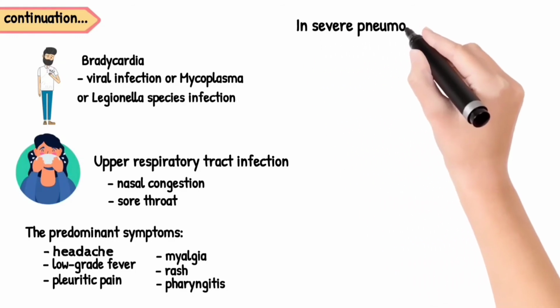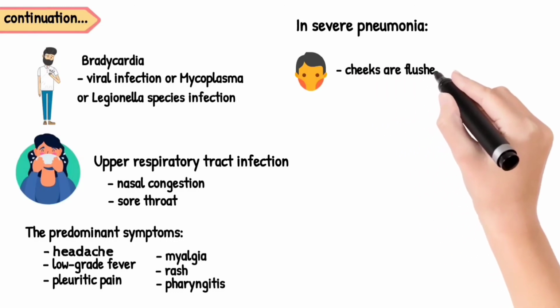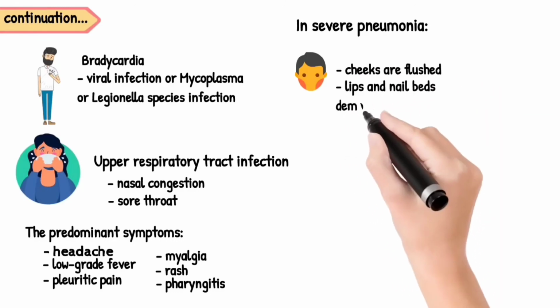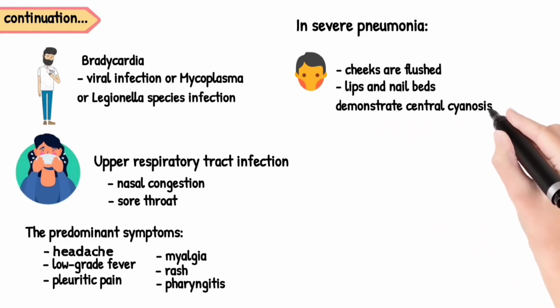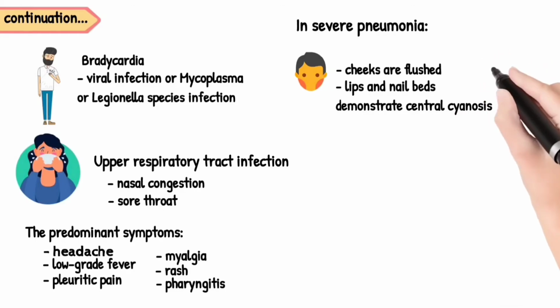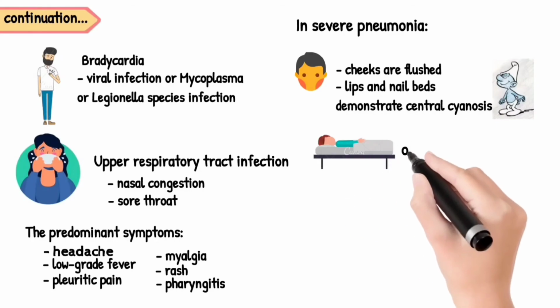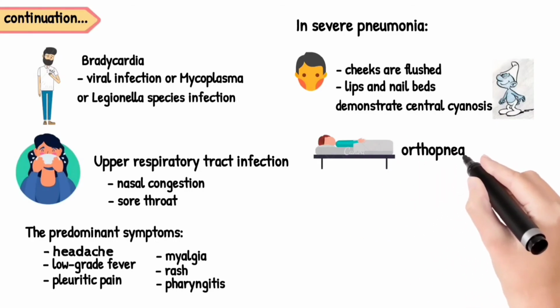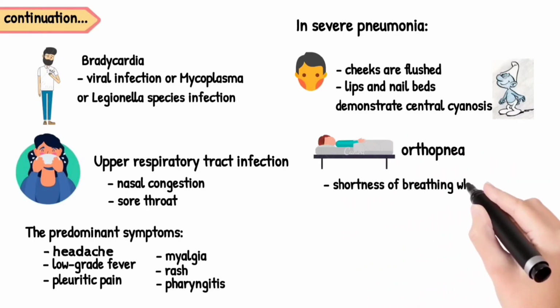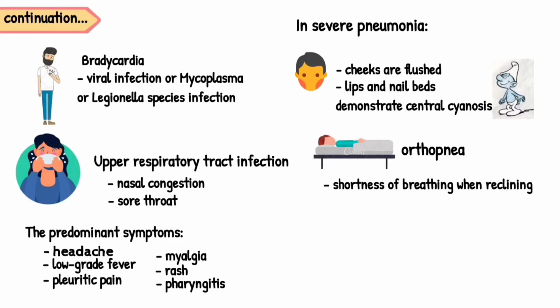In severe pneumonia, the cheeks are flushed and the lips and nail beds demonstrate central cyanosis, a late sign of poor oxygenation or what we call hypoxemia. The patient may exhibit orthopnea, which is shortness of breath when reclining, preferring to be propped up or sitting in bed leaning forward, or what we call the orthopneic position, in an effort to achieve adequate gas exchange without coughing or breathing deeply.